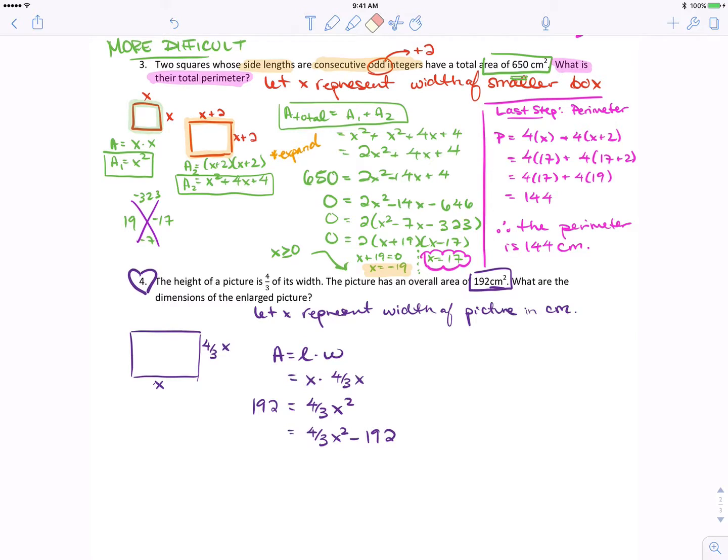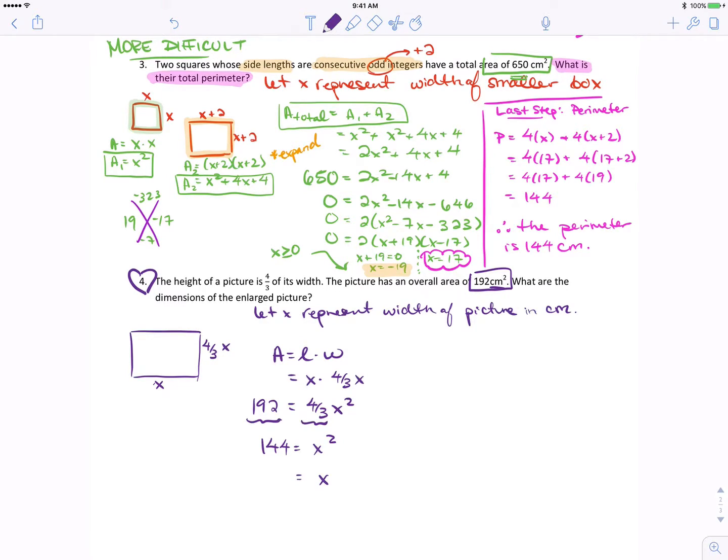Actually, let's just go back. Instead of doing that, there's a better method to solve this. Notice I have a constant and a constant here. So I'm going to take 192 and divide it by 4/3, or really multiply by 3, divide by 4, however you want to look at that. So I get 144 is equal to x squared.